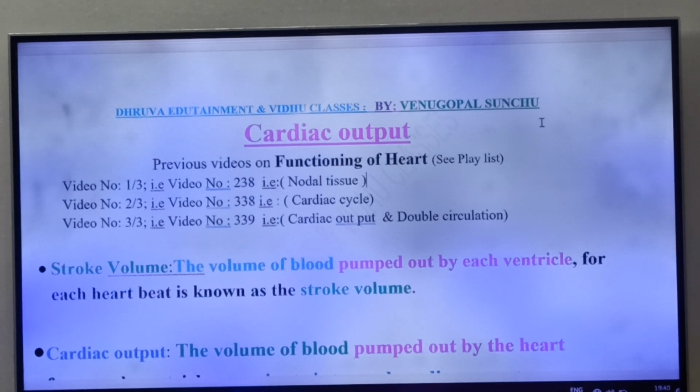So when you are going to write about the functioning of heart, you have to write 4 events, friends. One is nodal tissue. Second one is cardiac cycle. Third one is cardiac output. Fourth one is double circulation. In this video we are going to discuss about cardiac output, friends.